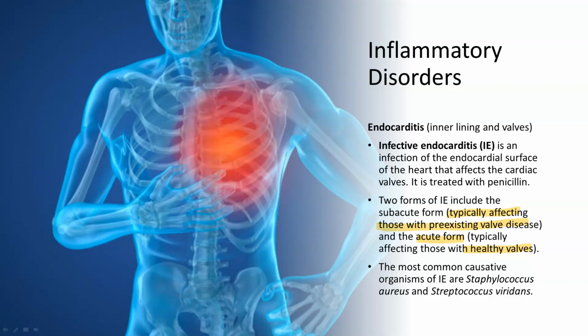With infective endocarditis, or IE, the most common causative organism is Staphylococcus aureus or Streptococcus viridans. So we have those undertreated or untreated infections that make their way to the lining of the heart.